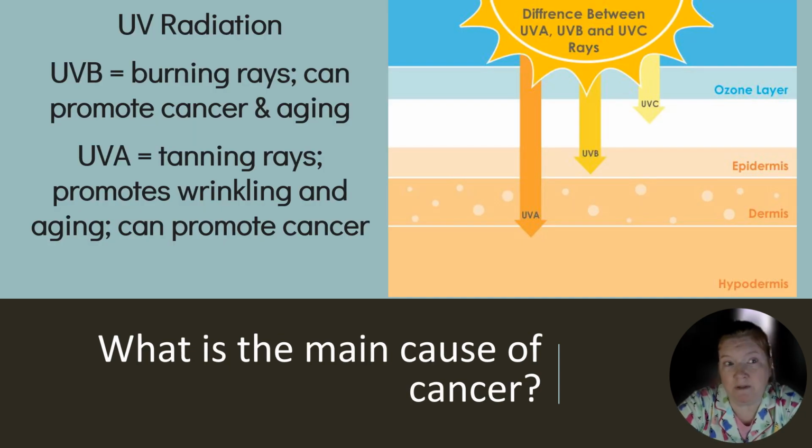So let's talk about UV radiation related to skin cancer, right? The main cause of skin cancer is UV radiation. We have UVB radiation. That's the burning rays. They can promote cancer and aging. And then we have UVA rays, which penetrate deeper into our skin. They are tanning rays, and they promote wrinkling and aging and can also promote cancer.